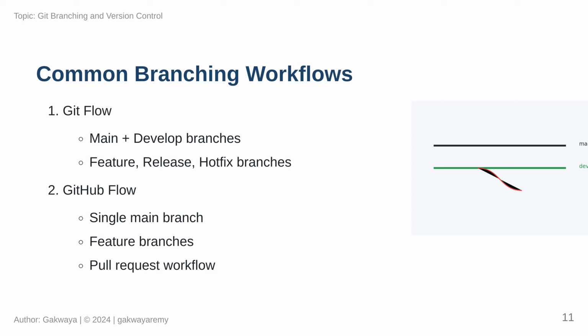Different teams use different workflows. Git Flow is more structured and suits planned releases. GitHub Flow is simpler and works well for continuous deployment. Choose the workflow that matches your team's needs and release cycle. The key is to have a consistent process that everyone follows.